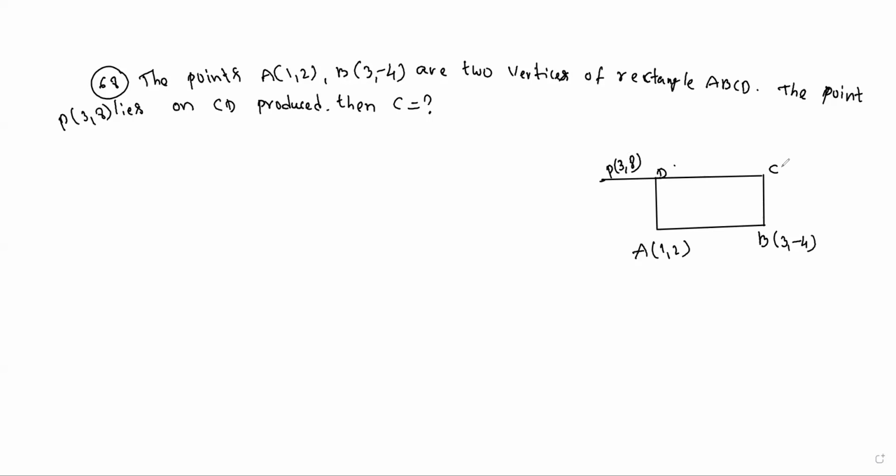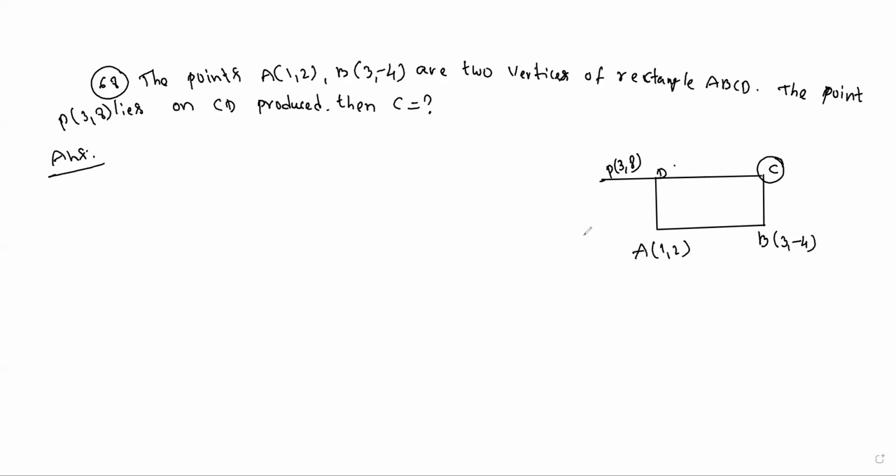Now we need to find the vertex C. Coming to the answer, here in line CD we don't know point C and point D. We need to find point C. But the line CD is passing through which point? Point P. First, we don't know the equation of CD.